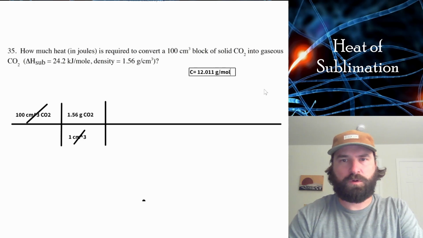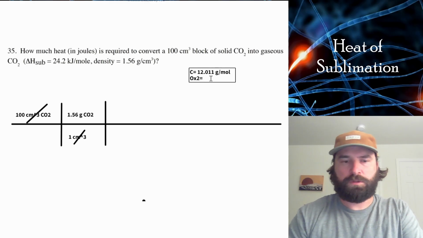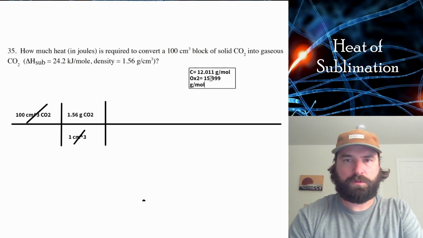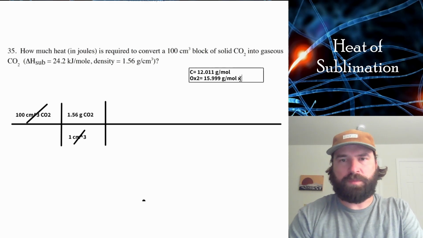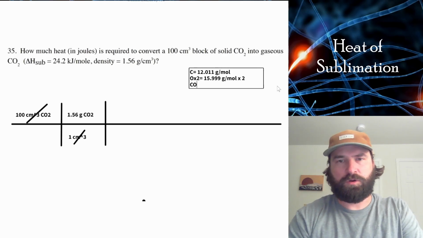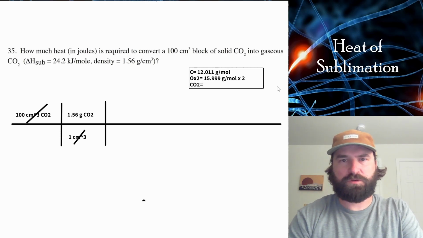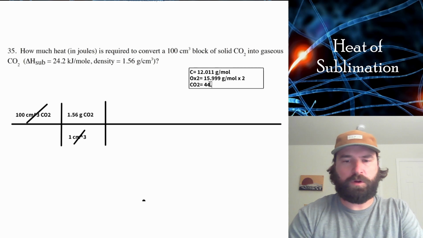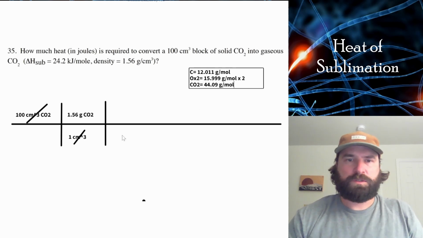12.011 grams per mole. Oxygen, we've got two of those, is 15.999 grams per mole. We'll multiply that by 2 for the two oxygens in CO2. So in total, the molar mass of CO2 is 44.09 grams per mole. So we can throw that into our calculation here.